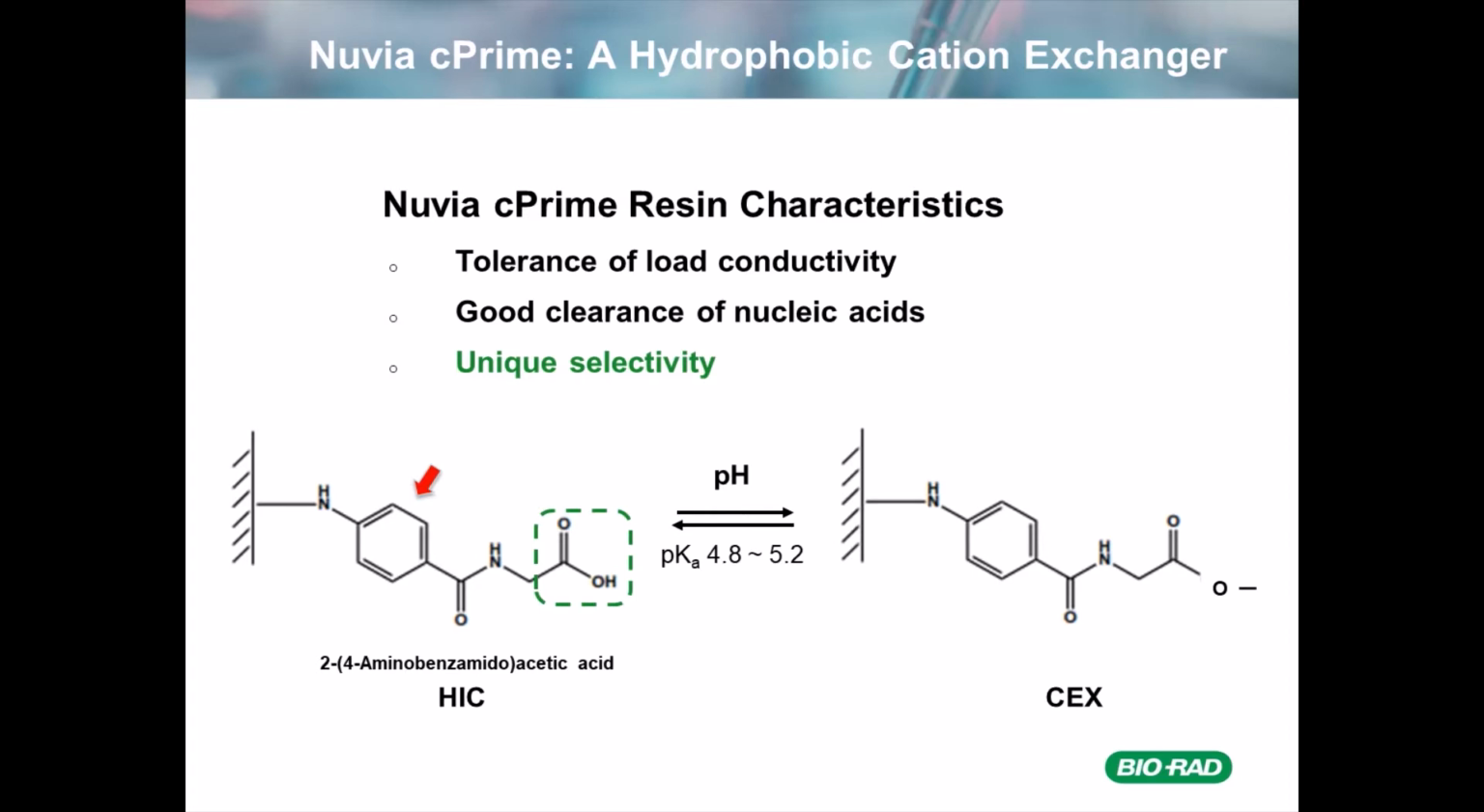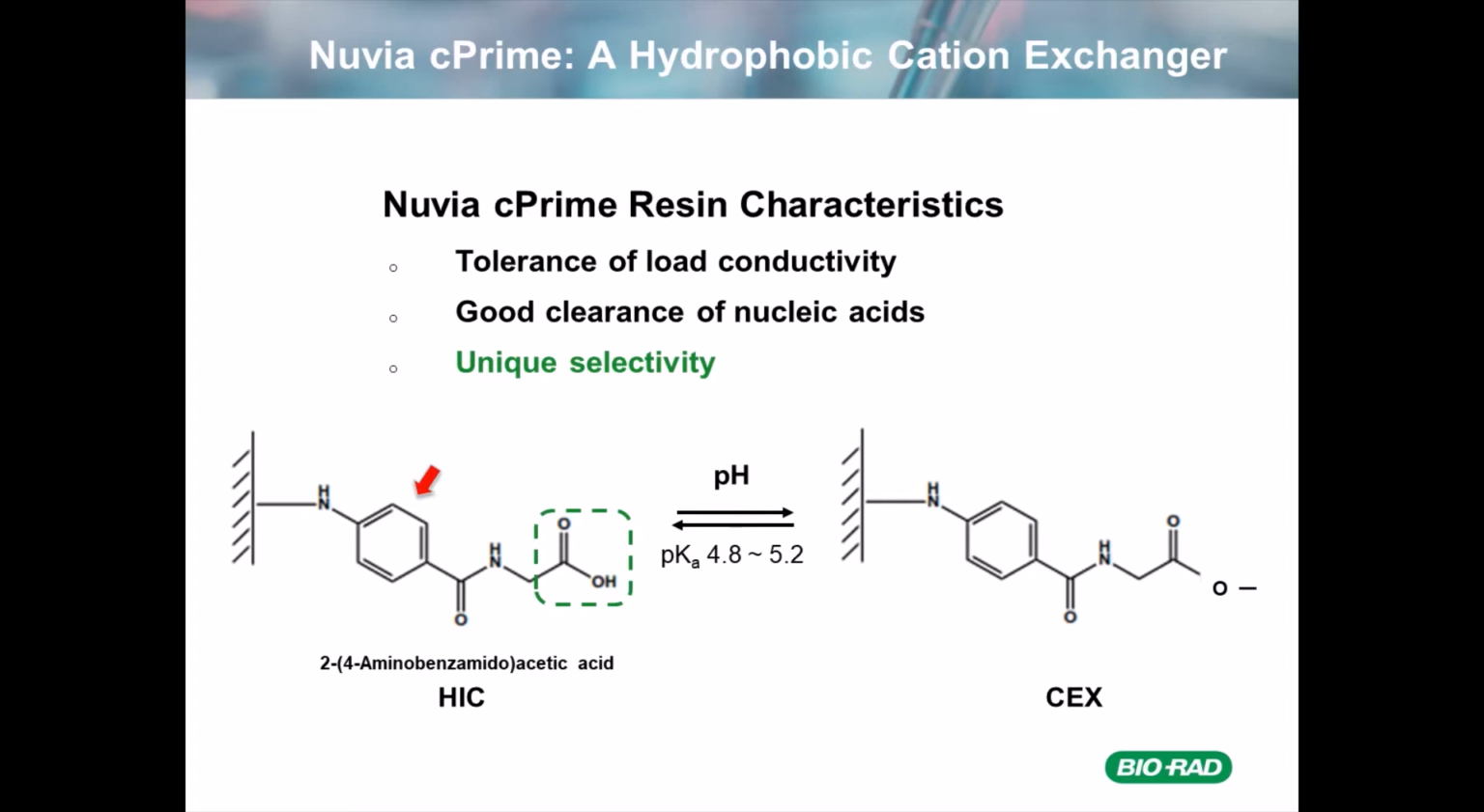If we move to a more basic side, such as pH 7, the carboxylate group of the ligand will be fully ionized and carry a negative charge. So now the resin will work more like a classical cation exchanger. Typically, this resin has a good tolerance of low conductivity, and it provides good clearance of nucleic acids, because a hydrophobic resin doesn't bind nucleic acids, and also the negatively charged form repels the nucleic acids.